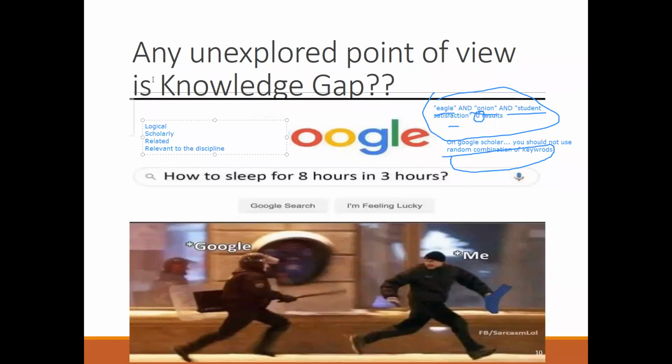Okay, so this is what I wanted to discuss in our last lecture as well. I want you to understand that whatever way you use to find your knowledge gap, you need to keep this in mind: the keywords you use should be logical, they should be scholarly, they should be related to the field which you are discussing. This is a very important suggestion from my side for you to understand. Okay.